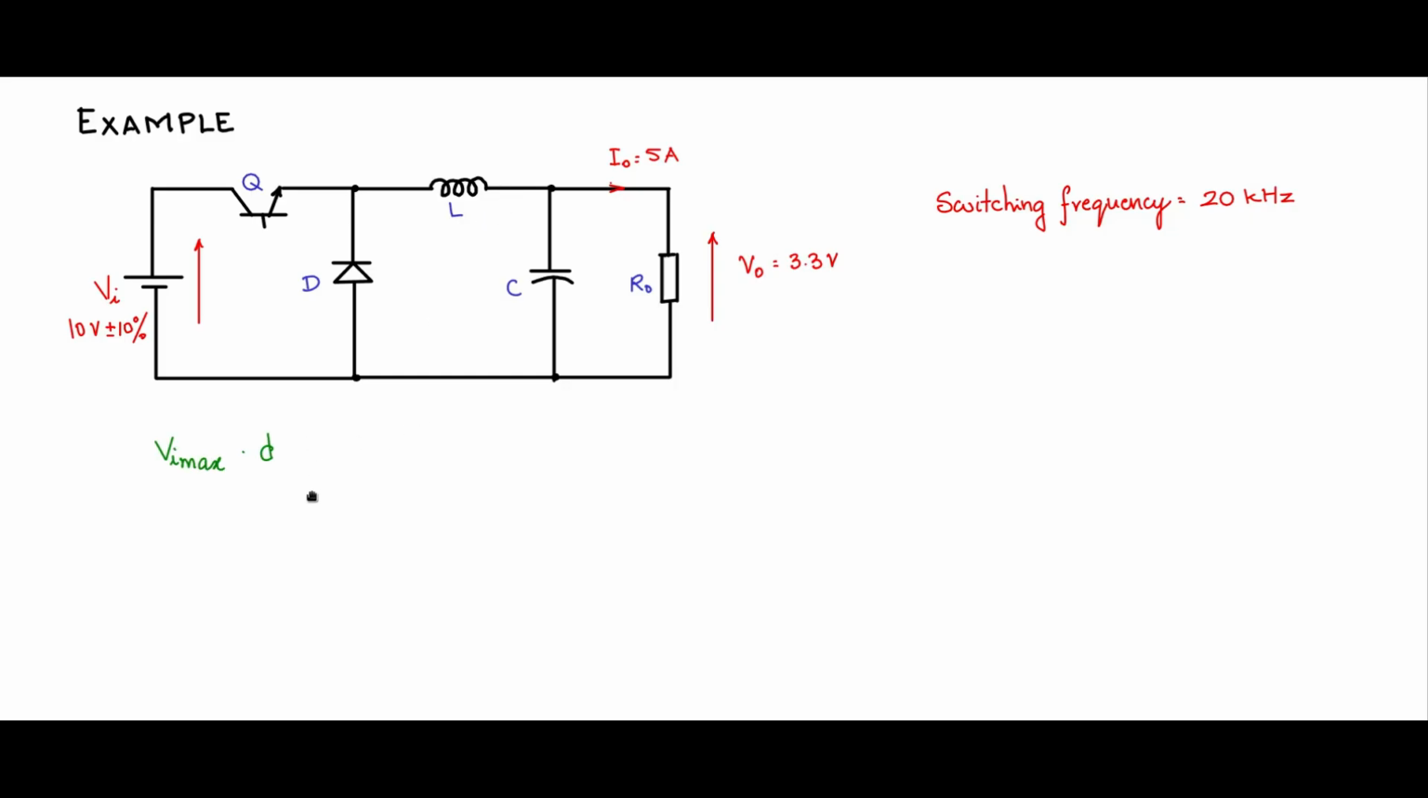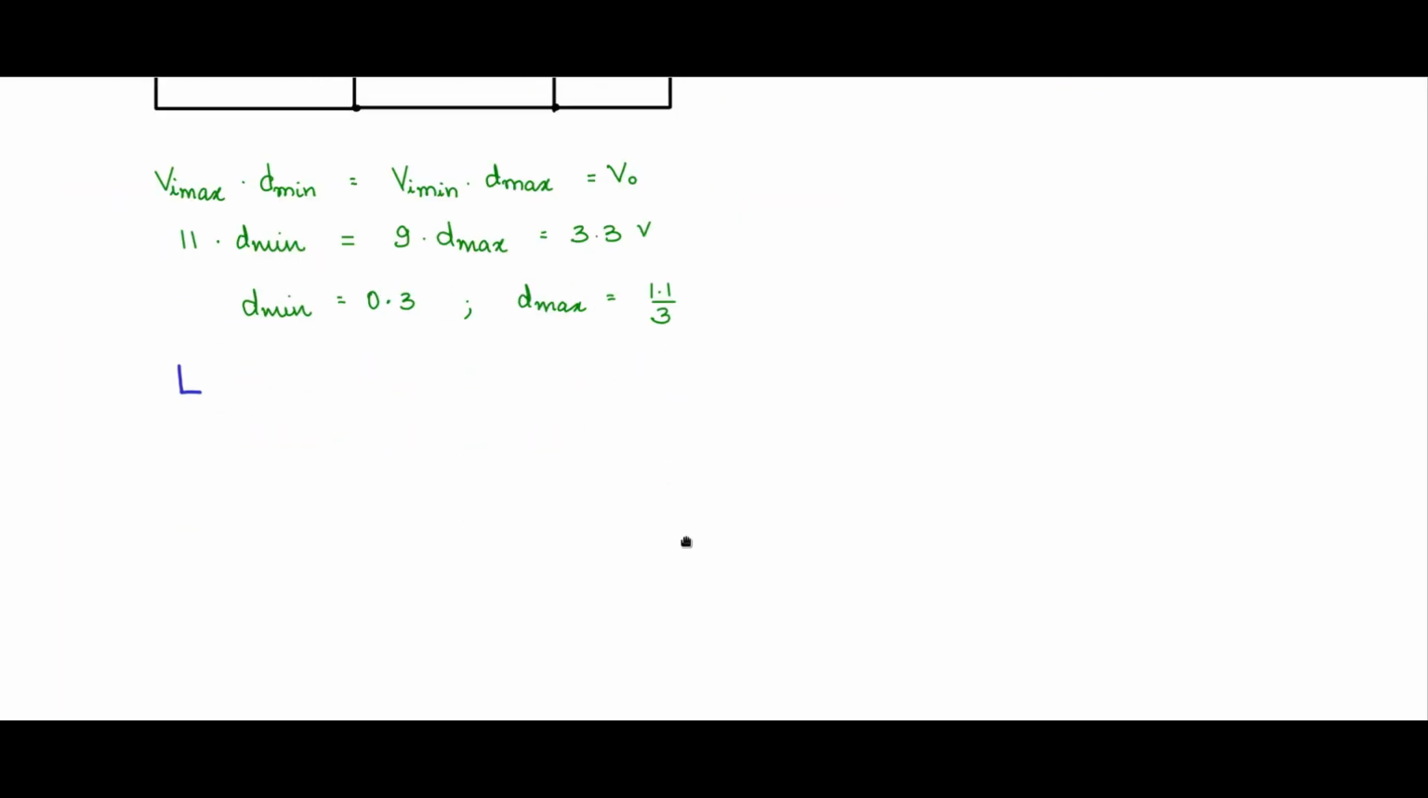So let us try to find the duty cycle. Vi max into D min is equal to Vi min into D max, which should be equal to V0. Buck converter relationship. Now Vi max is 10 volts plus 10%. 10% of 10 volt is 1 volt. So 11 volts into D min, or 9 volts into D max, is equal to 3.3 volts. From that relationship, D min will turn out to be 0.3. D max is 1.1 by 3. We will need the D min value.